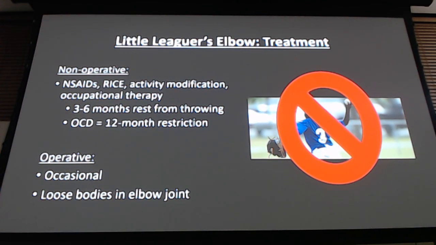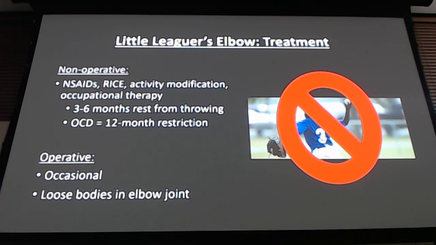So how do you treat it? Take away the offending activity, correct? So 3 to 6 months rest from throwing. But if it's OCD, right, that's that avascularity, it's upwards of 12 months. So that's an important distinction. You got the MRI, you made the diagnosis. It's not just traction apophysitis, for example. It is actually avascularity. You have to shut them down. Or OCD, excuse me. You have to shut them down.